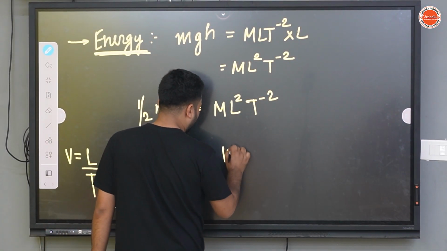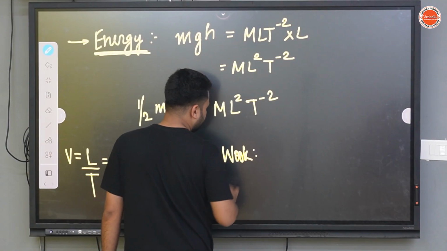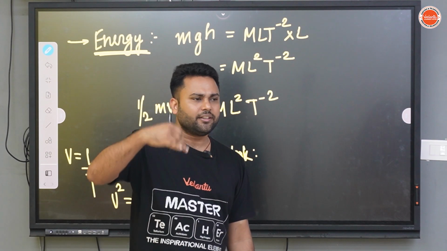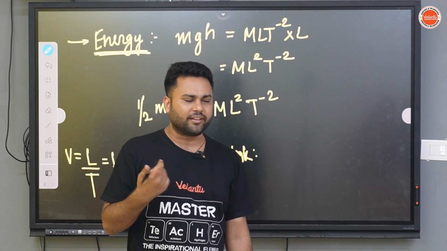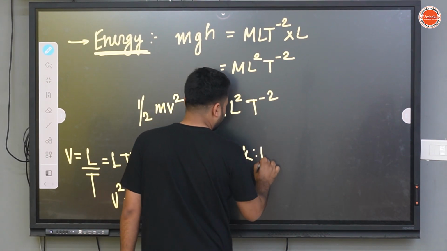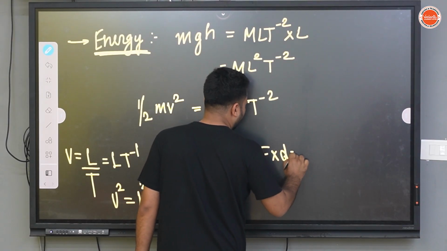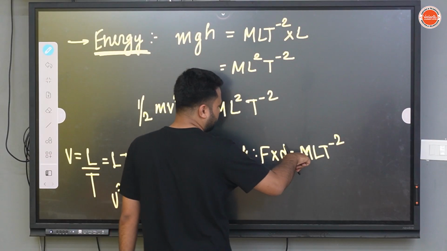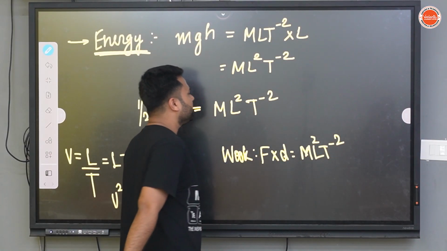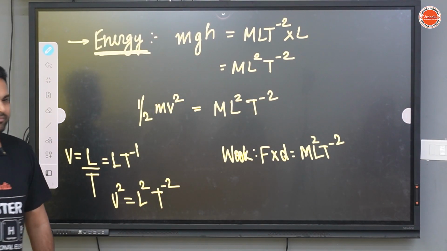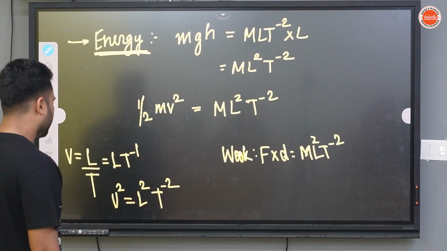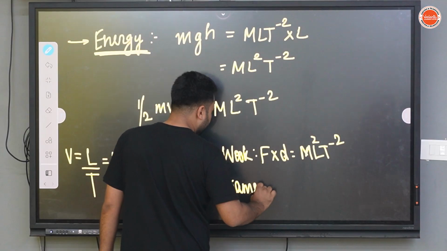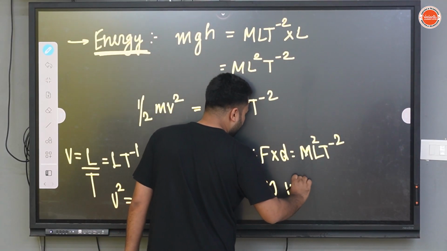And work you can think like this also. What is work? Force multiplied by displacement into cos theta. But cos theta has no dimension, right? Cos theta is a ratio, 1 by 2, 1 by root 2, like this. So force multiplied by displacement. Now what is force? I asked you to remember MLT minus 2, multiplied by displacement means ML square T minus 2. See, it is coming.